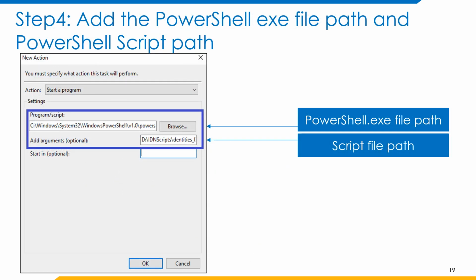This is the fourth step. In this, we can add the PowerShell.exe file path by browsing the computer. In the Add Arguments section, we can pass our identity deletion PowerShell script path and click on OK.